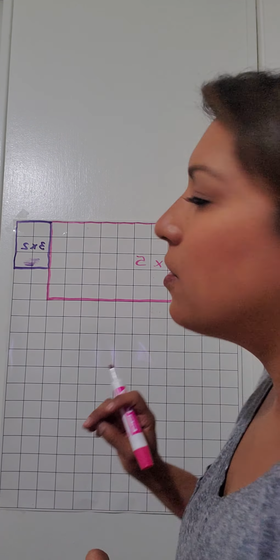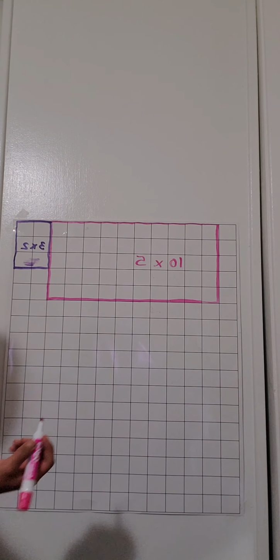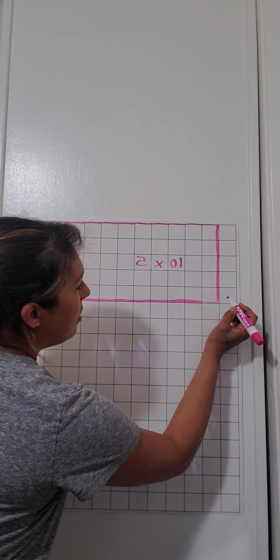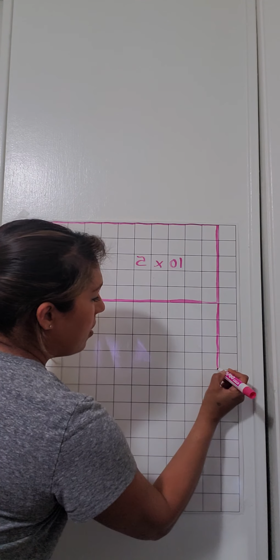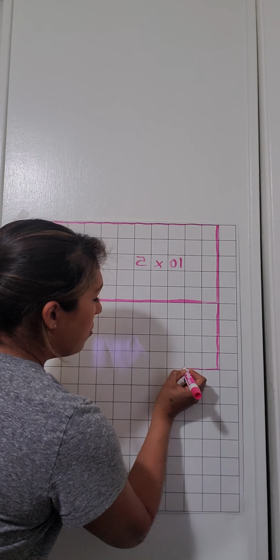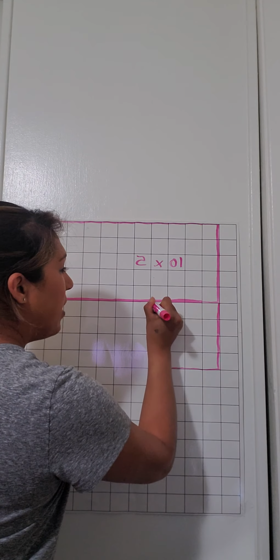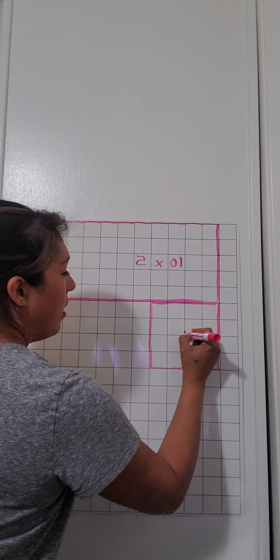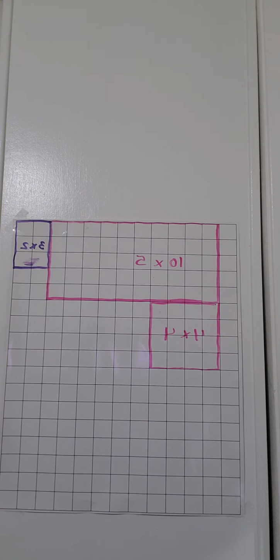So what did I have? A 4x4. So I think I'll just start over here. Let's see. 1, 2, 3, 4. 1, 2, 3, 4. Close up my space. I have a 4x4. Now, okay, so now let's talk about this.